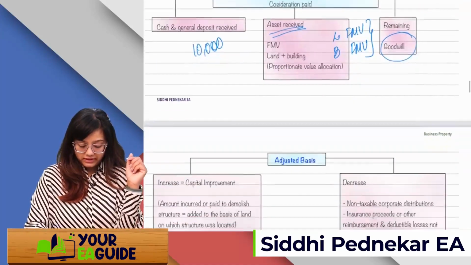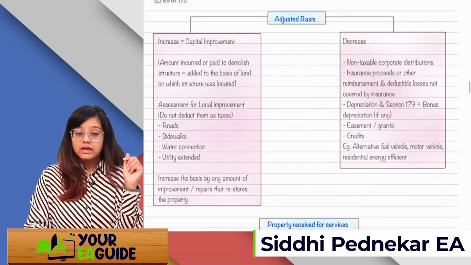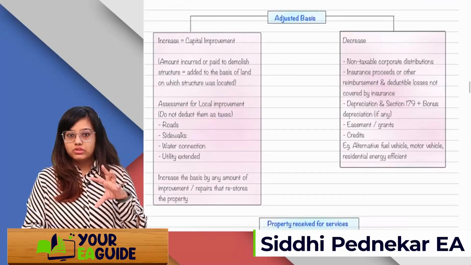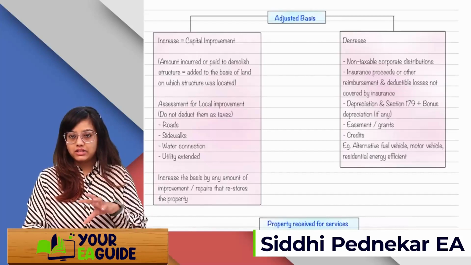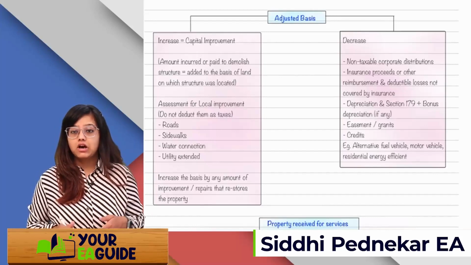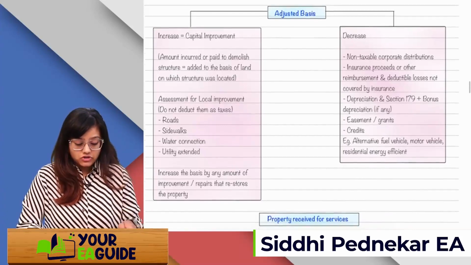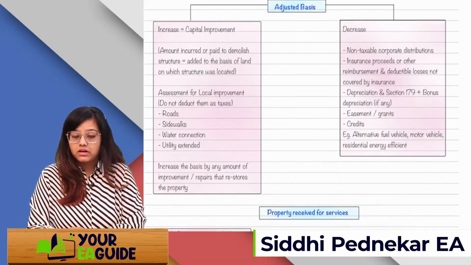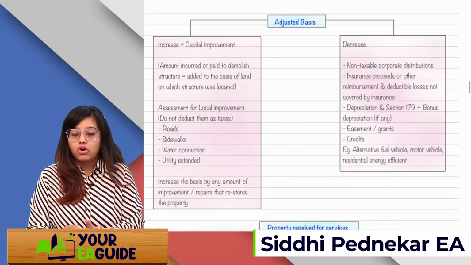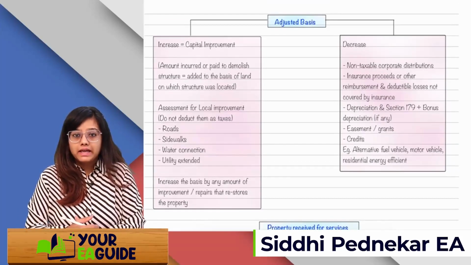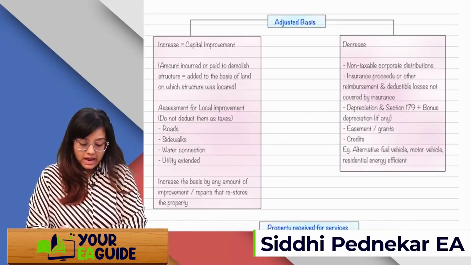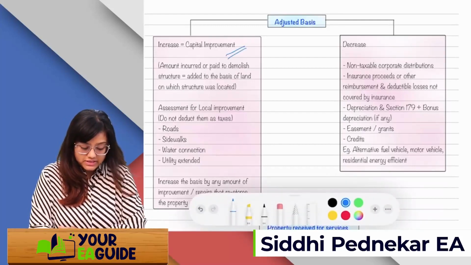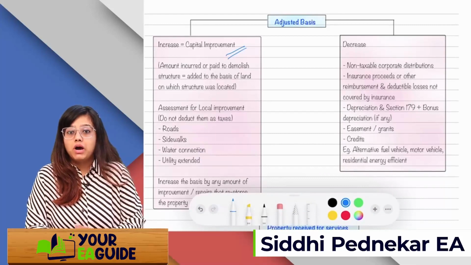Okay, next is adjusted basis. We have just seen that we will do some increase and some decrease in the cost basis. This is how we come to the adjusted basis. So let's see what are the increments which we are going to make in the cost of our asset. Increase if there is any capital improvement amount incurred.